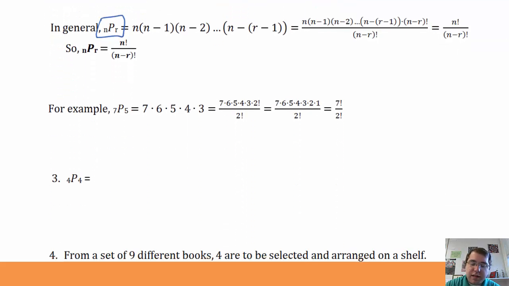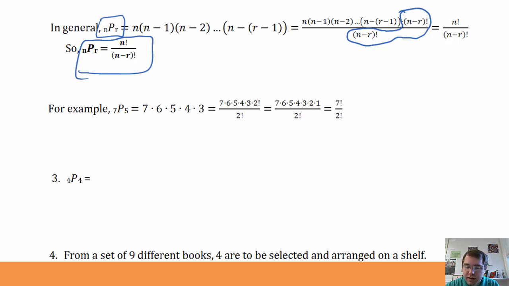Well, if I just take that expression and I multiply the top and the bottom by n minus r factorial, then the top magically becomes n factorial. And it's not really magic. It works out algebraically. N times n minus 1 times n minus 2 times n minus r minus 1 times n minus r times n minus r minus 1 times n minus r minus 2 all the way down to 1. So that numerator becomes n factorial. So this becomes n factorial divided by n minus r factorial. So that is the derivation of the formula that we noticed up here.